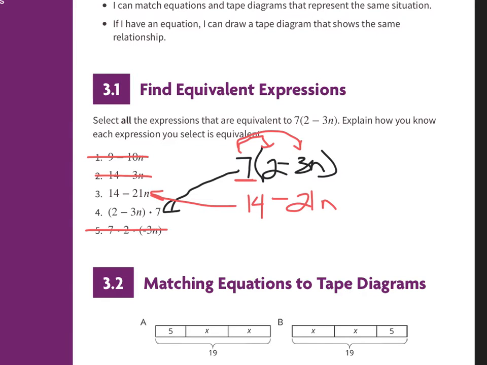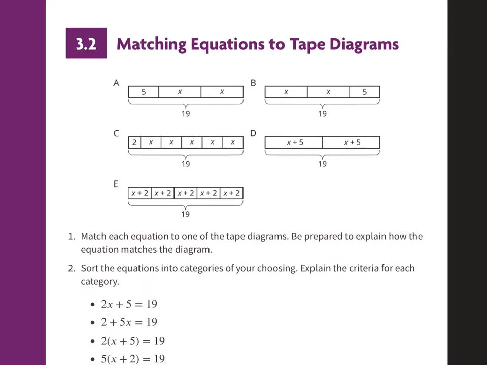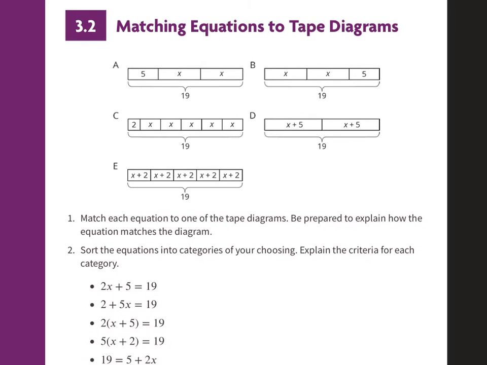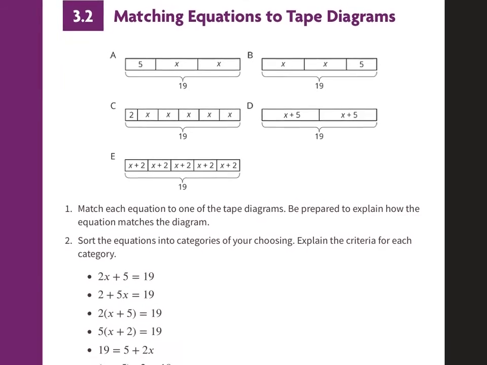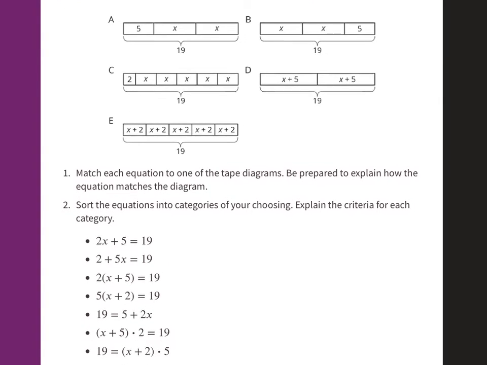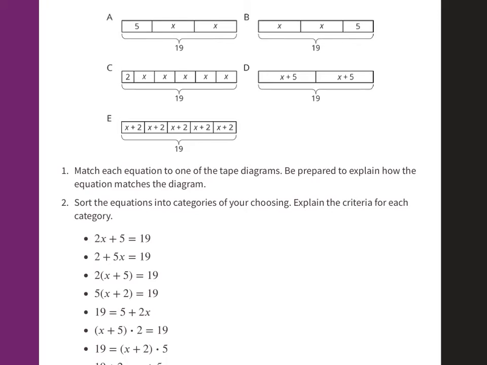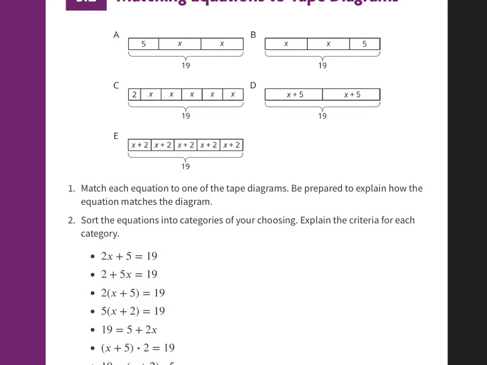All right? So if we turn the page to 22, matching the equations to the tape diagrams. So we have these 5 equations, and we have all of these equations below it. So we'll see if we can figure these out. So, letter A. We have 2 x's plus 5 more equals the whole thing, 19. 2x plus 5 equals 19. Well, that's A.